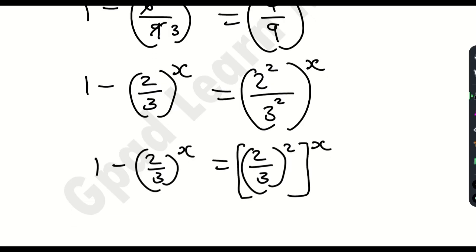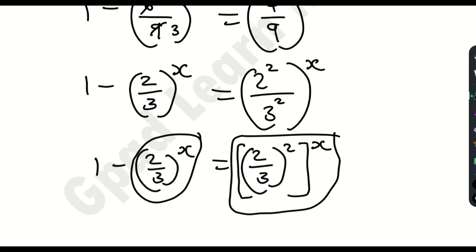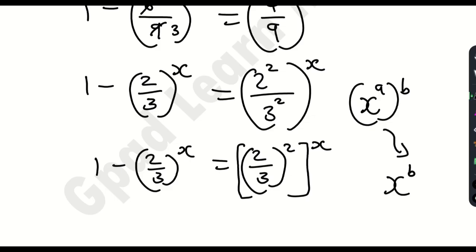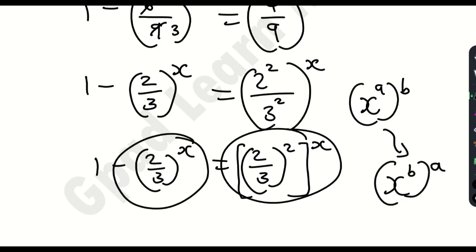Now, as you can see, this is 2 over 3, all raised to the power of x. Let me do the same thing right here, but I'm going to switch the position of the exponent. Because if you have x raised to the power of a, all raised to the power of b, you can switch the position of a and b. One of the laws of indices, actually. So this can be written as x raised to the power of b, then a. It's the same thing. So I will do the same thing here, so that I can have 2 over 3 all raised to the power of x, both here and here.